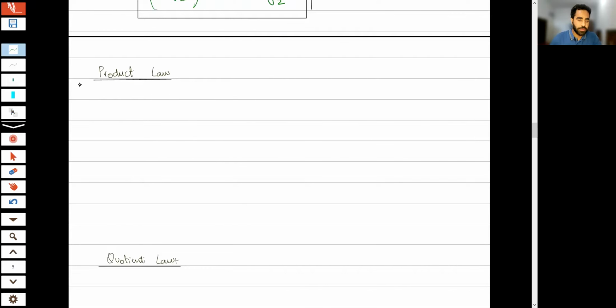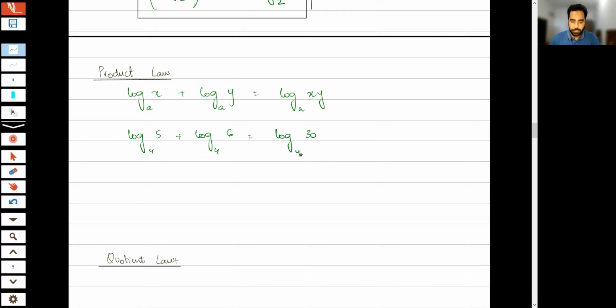What does the product law state? Product law states if I have log x base a plus log y base a, I can multiply both the values inside the log, keeping my base the same. So I can write it as log xy base a. Let's take a few examples. If I have log 5 base 4 plus log 6 base 4, I can write that as 5 into 6, which is equal to 30. My base would be the same, which is 4. I can write this as log 30 base 4.